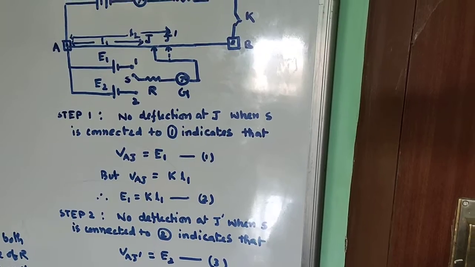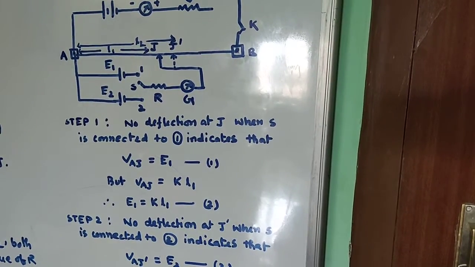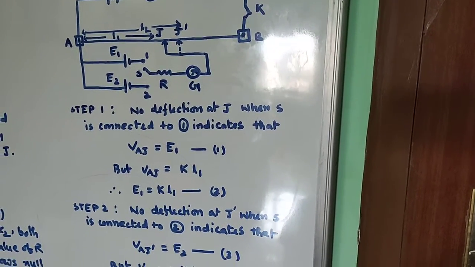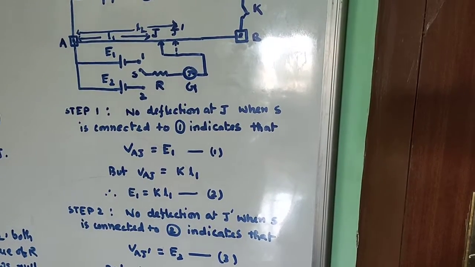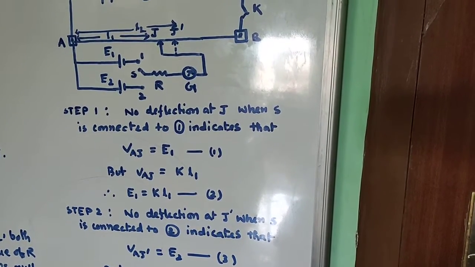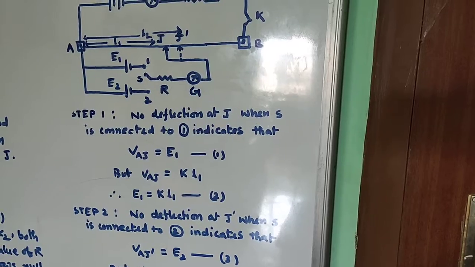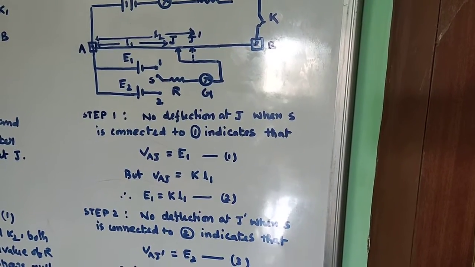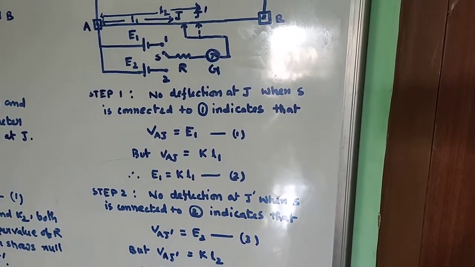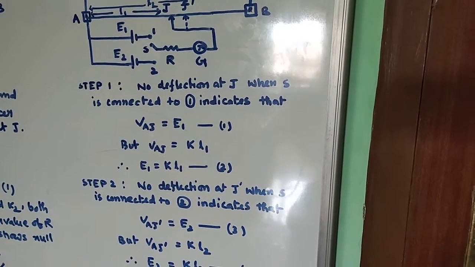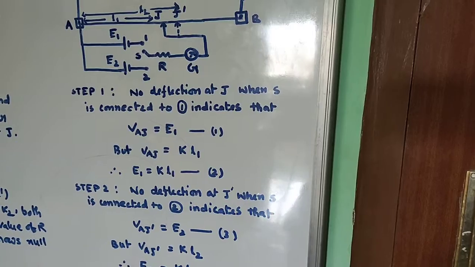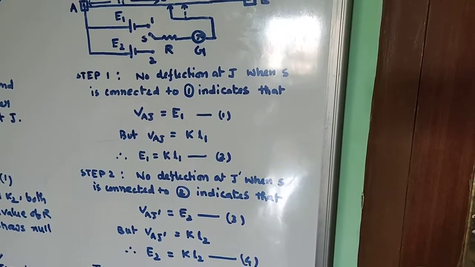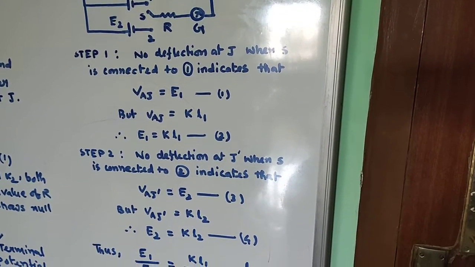Potential difference is nothing but the difference of potential across the length of the wire, not regarding the cell. So this V_AJ and V_AJ' is nothing but the potential difference across the length of the wire. So V_AJ' equal to E2, but V_AJ' equal to KL2 from the principle of potentiometer. So you can say E2 equal to KL2.